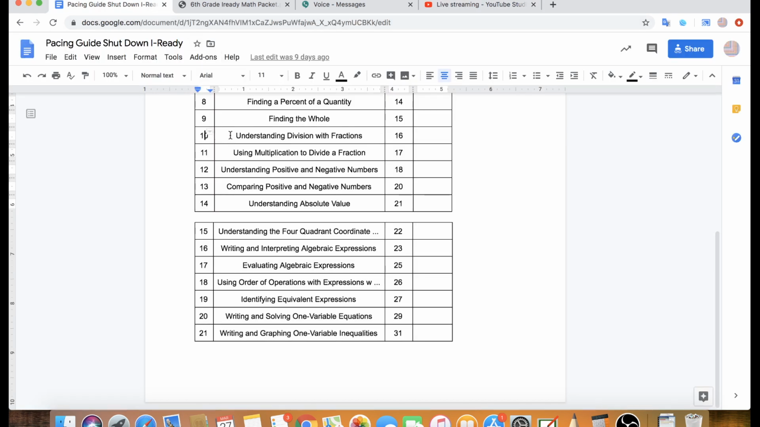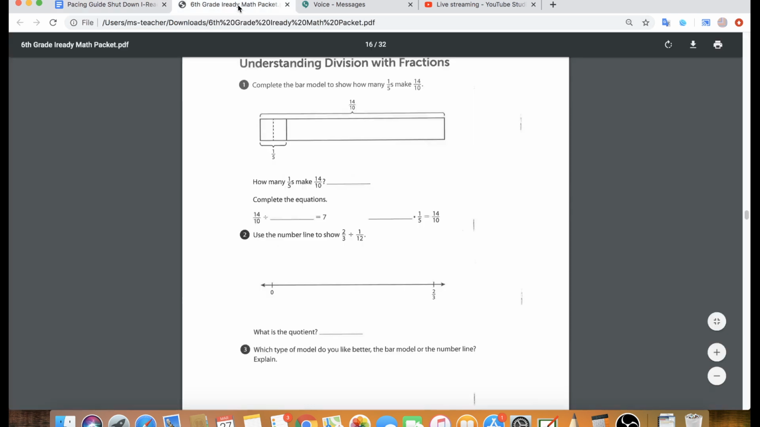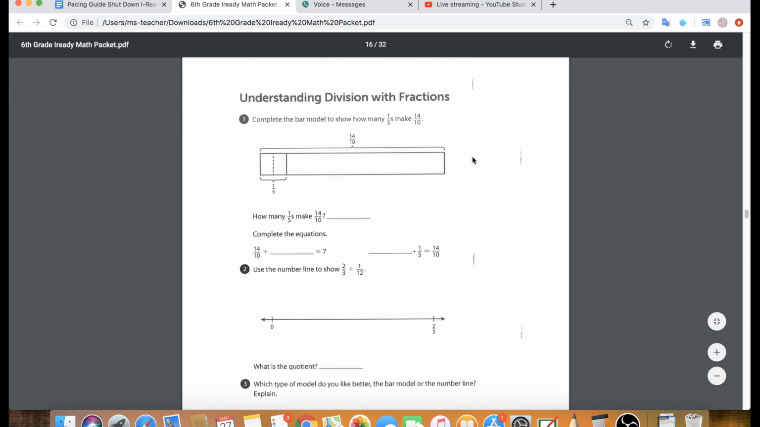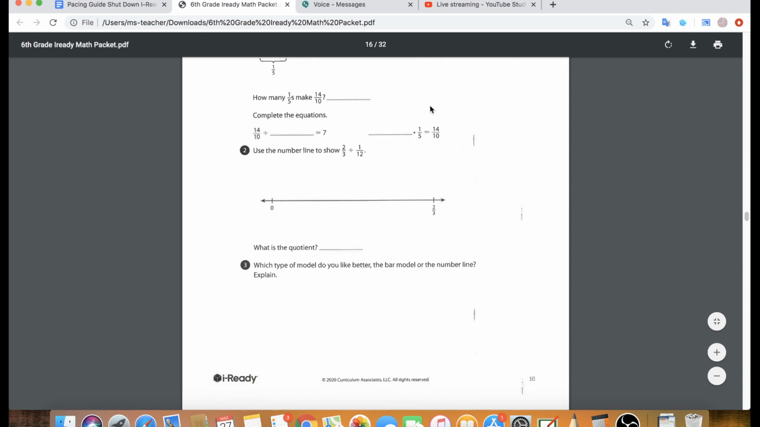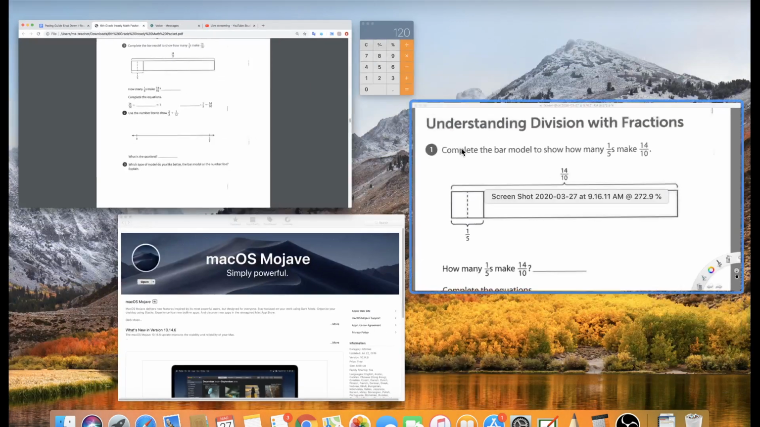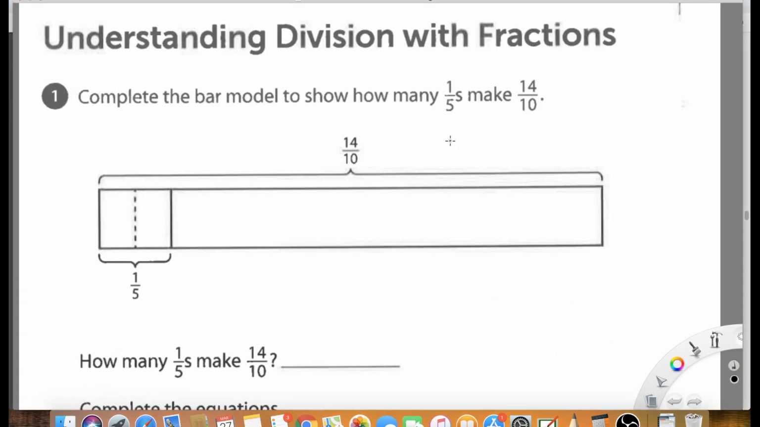All right, this video is for day 10, page 16 on the iReady packet, which should look like this. I personally hate this type of division with fractions. I'll do it with you guys, but I still want you to do it the way we do it in class usually. Now, the first thing here is they say complete the bar model to show how many fifths, 1/5, make 14 tenths. And they show you the size of 1/5.